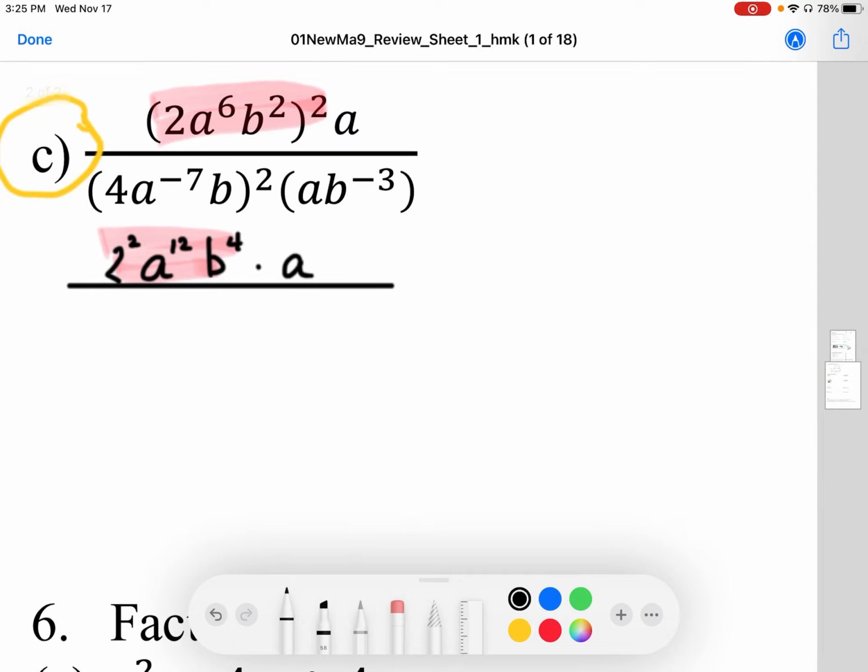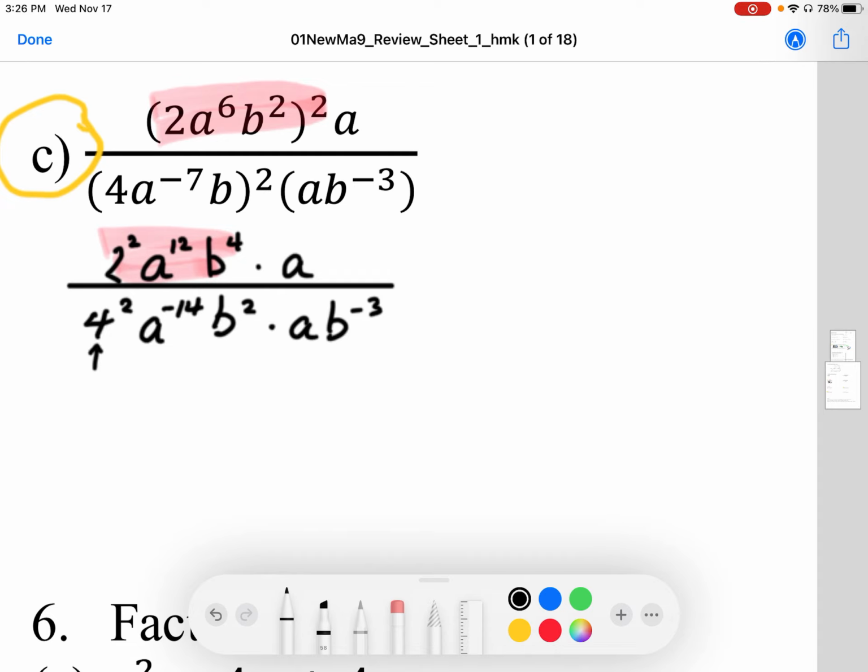I'm going to deal with the denominator here. So this becomes 4 to the power 2. a to the power negative 7 to the power negative 2 is negative 14. b squared times a, b to the negative 3. So I have to be a bit careful here because I've got negative powers. So I'm just going to count up the numerator and the denominator.